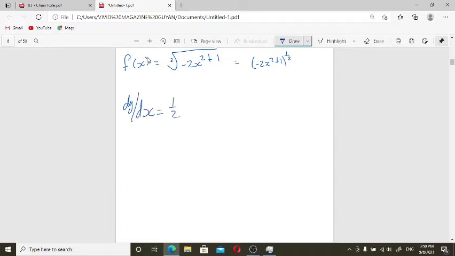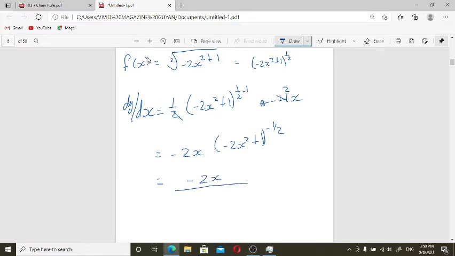Power in front, write back the inside, minus a half, take 1, multiply by 2 times minus 2 is minus 4x, to 2. So this is minus 2x of minus 2x squared plus 1. It's a minus a half. Come on, everybody is supposed to know that. So this is minus 2x, all being divided by minus 2x squared plus 1 raised to a half.